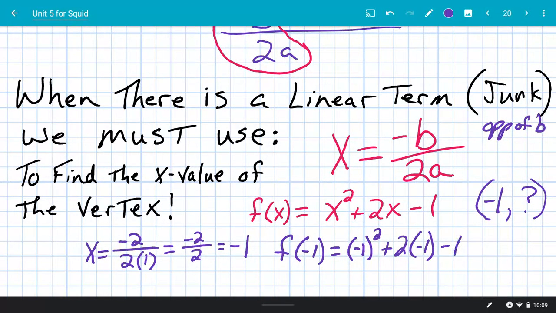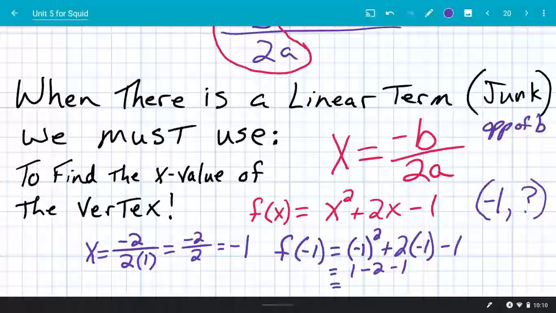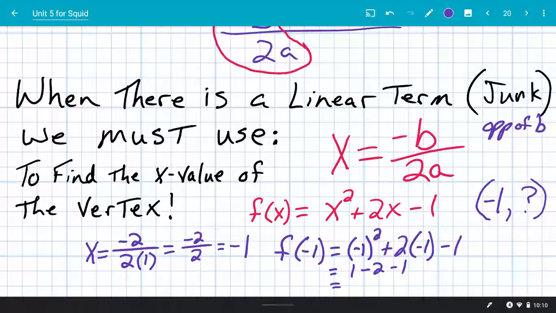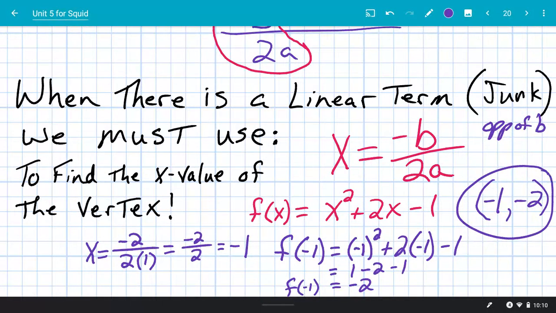Just a reminder, when we plug stuff in, we always put parentheses around it, right? So we're still doing that. Now let's simplify a little bit. Negative 1 squared is 1. 2 times a negative 1 is a negative 2. And then minus 1. So 1 minus 2 is a negative 1. Negative 1 minus 1 is a negative 2. So f of negative 1 equals negative 2. So what is my y value when x is negative 1? It's negative 2. And now this is my vertex.